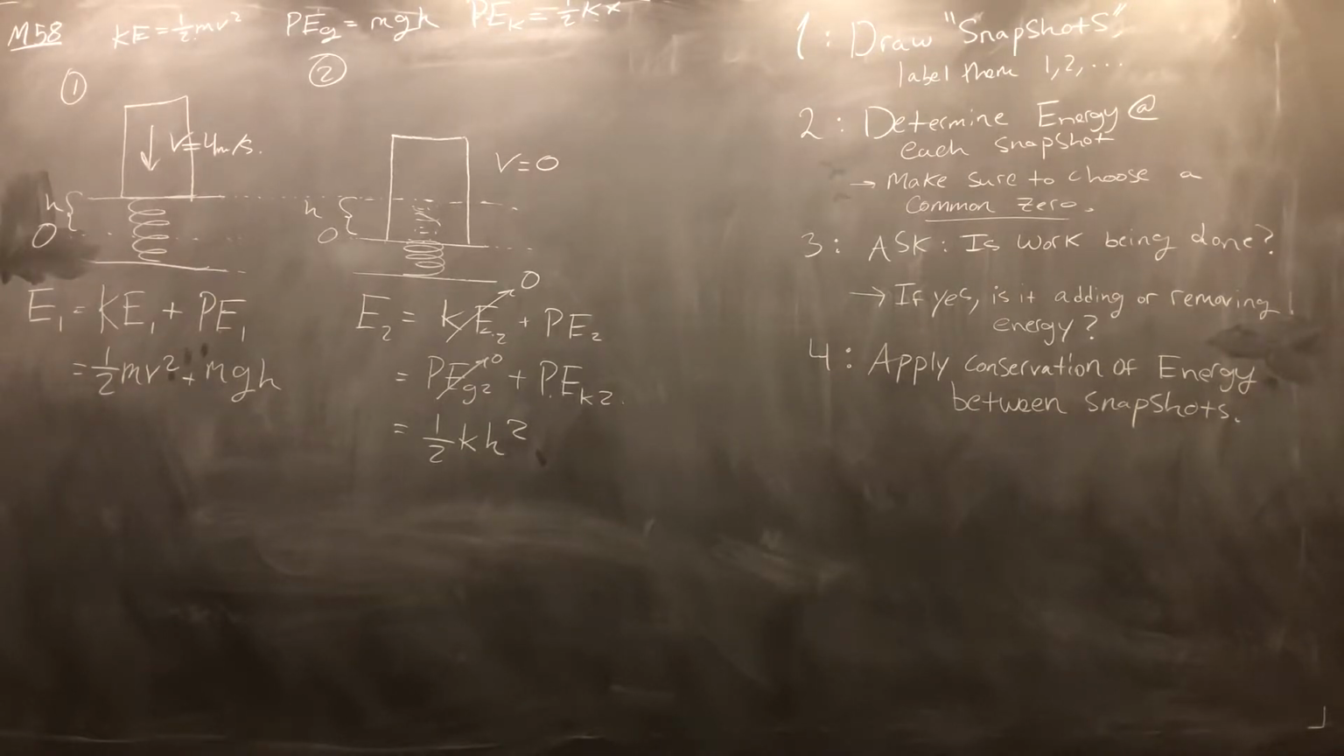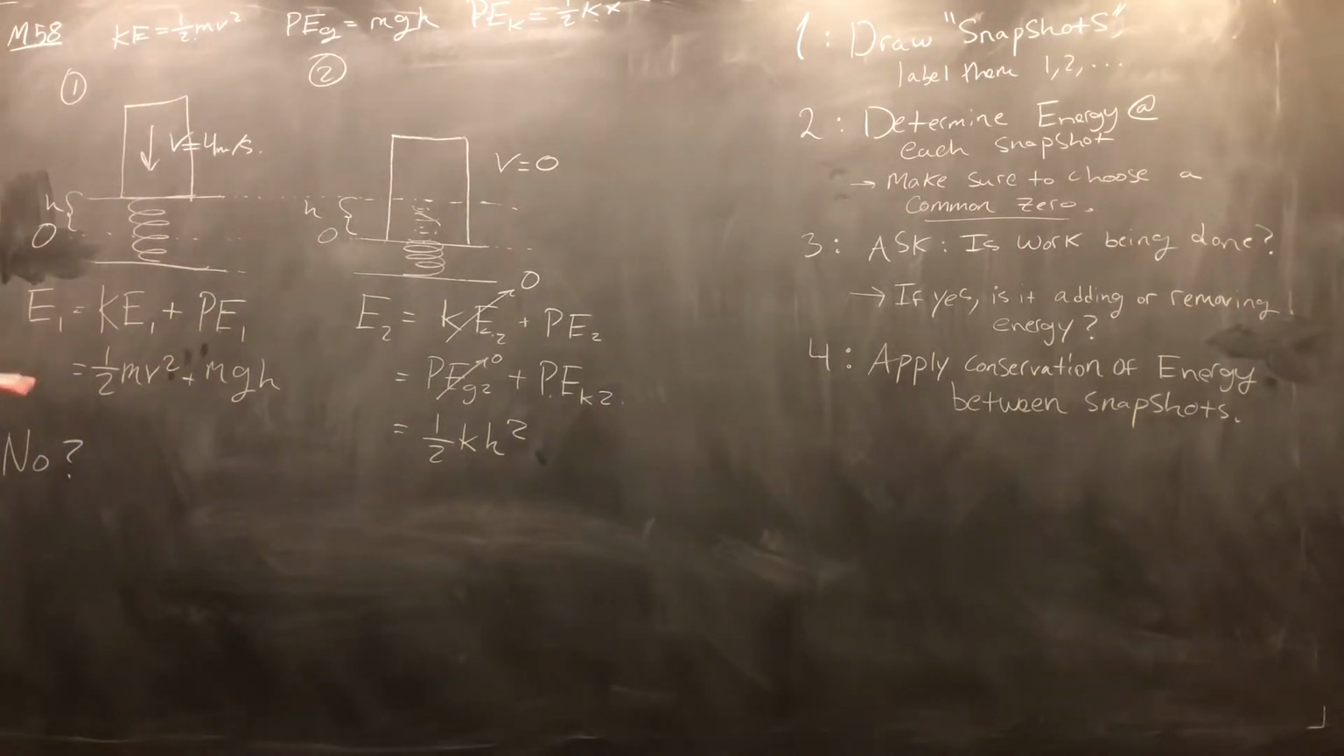So to reiterate, 1, we've drawn our snapshots, and 2, we've determined the energy at each particular snapshot. And we've made sure we've chosen a common 0 in both reference frames, or in both snapshots. Step 3 is to ask ourselves, was any work being done in the system? And the answer is no. You could argue, and you would be right, that there was gravitational work being done from this case to this case, but we've included that already in our potential energy term here.